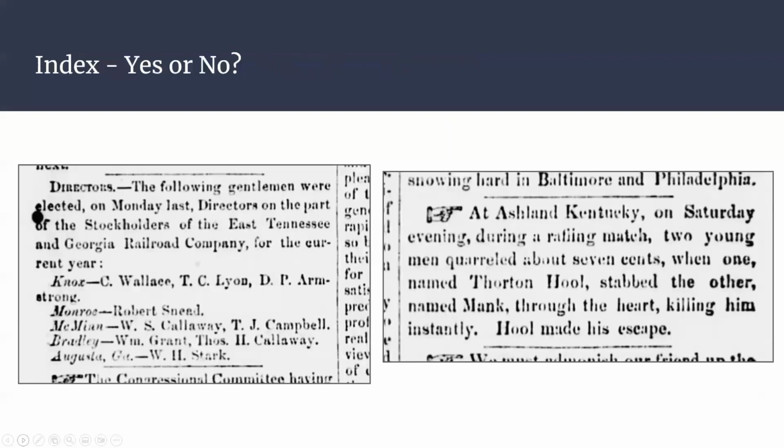Here are a few more examples. We have a clipping on the left that is about the stockholders of the East Tennessee and Georgia Railroad Company, and it tells you who those stockholders are in several different counties: Knox County, Monroe County, McMinn County, Bradley County. This is a Tennessee connection. So this is a clipping that you would index, the names of the individuals you see here, as well as the names of the railroad company. We also have a clipping on the right, and this is something relevant to Ashland, Kentucky. And as you read through it, there is no Tennessee connection. So this is a clipping that you would not index.